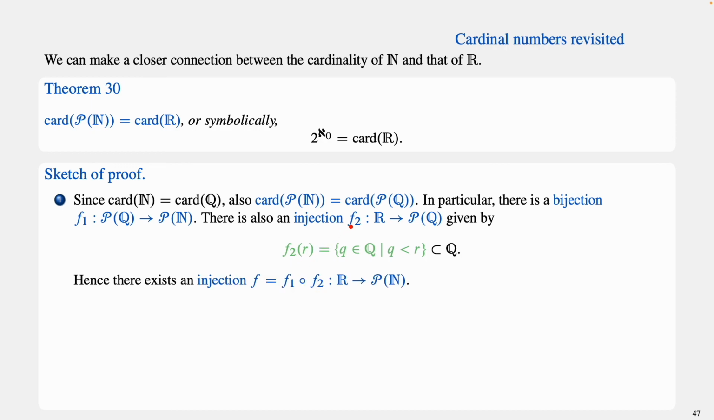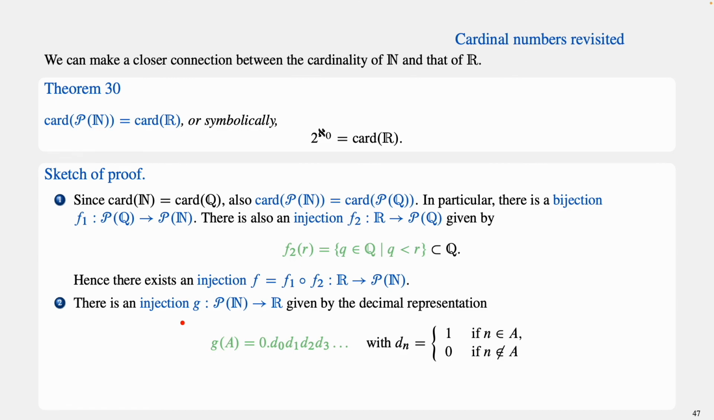Okay, and now we can combine this injection with this one. So we take f to be the composition of f1 and f2, which goes from the real numbers into the power set of N. And we have our first injection here from R to the power set of N. And now we need one to go the other way.